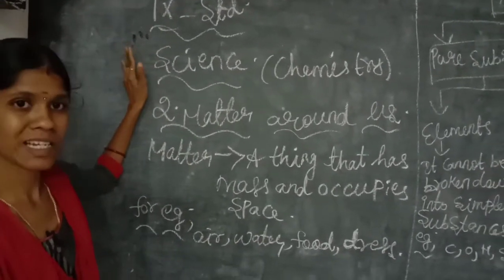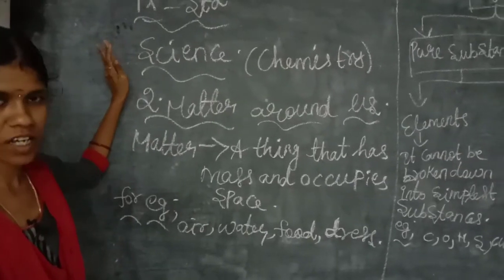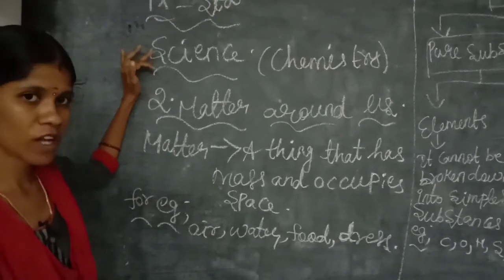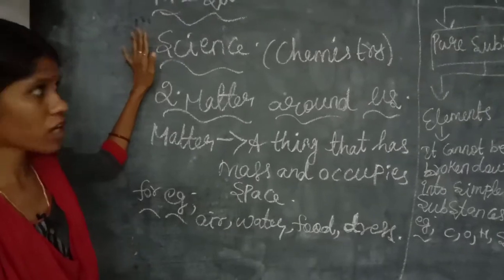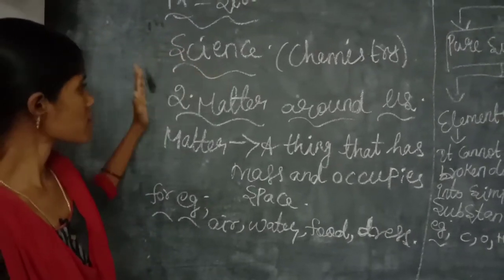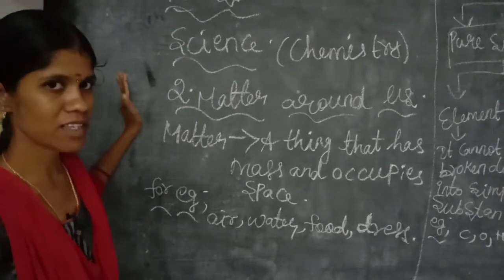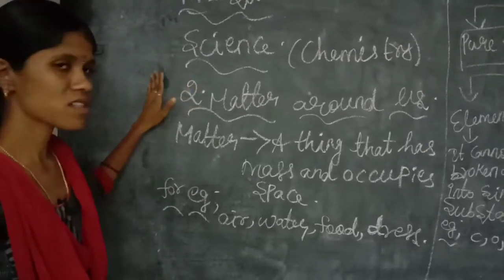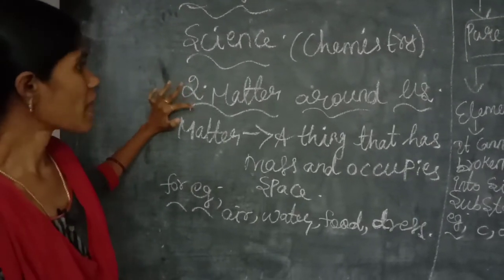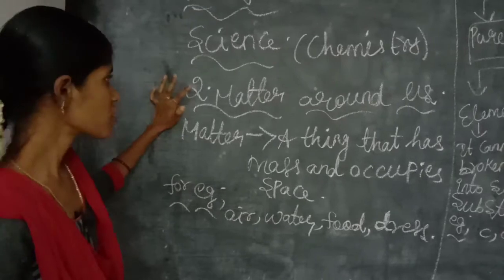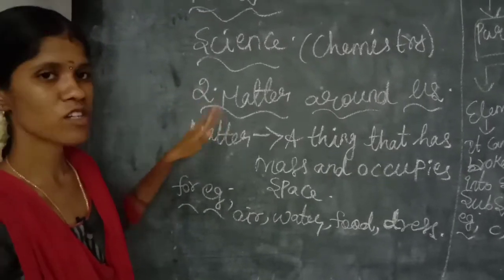Our first lesson in physics is finished in the last class. Now we are going to learn a new lesson: science second lesson and chemistry first lesson, that is Matter Around Us. First we are going to learn what is meant by matter.